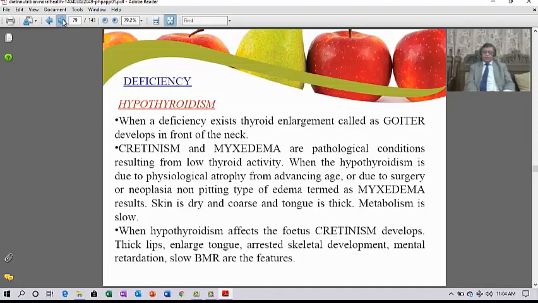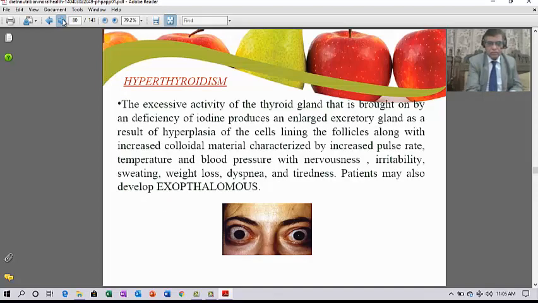When hypothyroidism affects the fetus, cretinism develops. The features would be thick lips, a large tongue, arrested skeletal development, mental retardation and slow basal metabolic rate. These are the features. Well, in hyperthyroidism, you can see exophthalmos can occur.